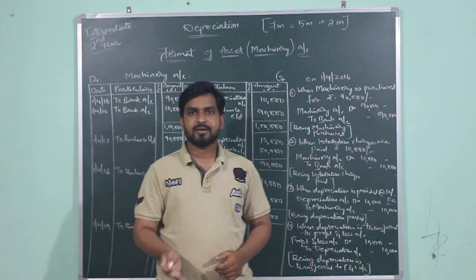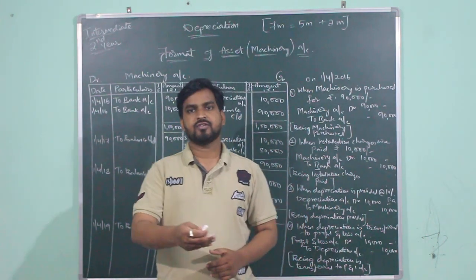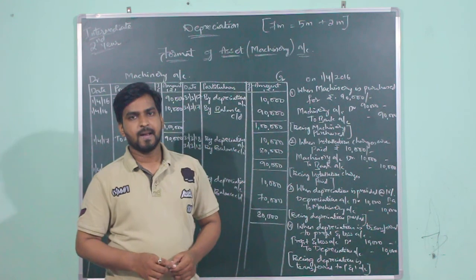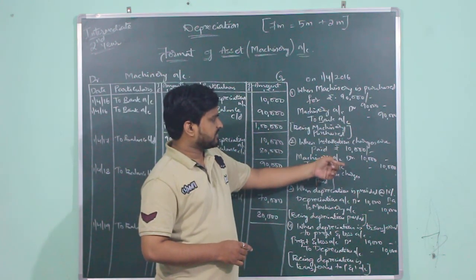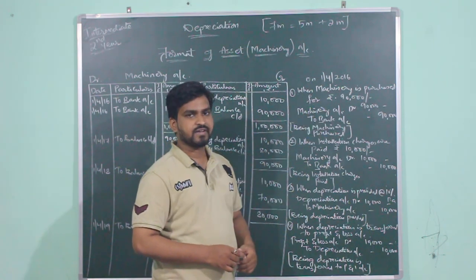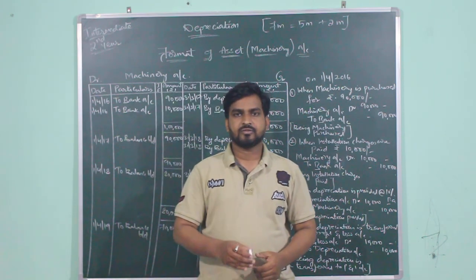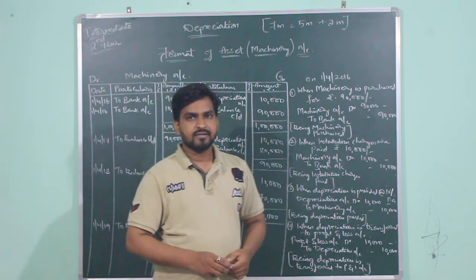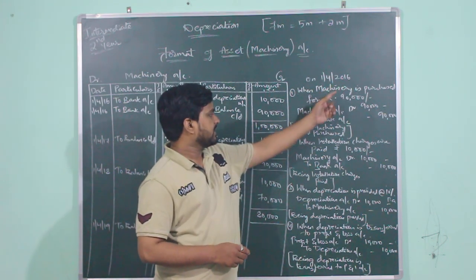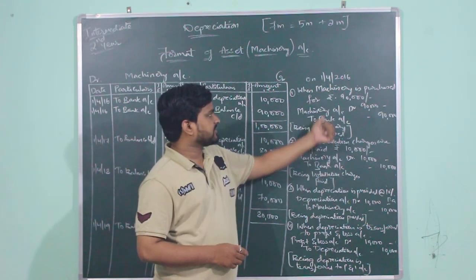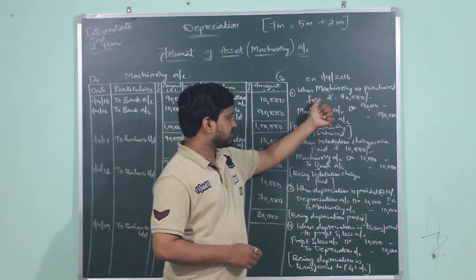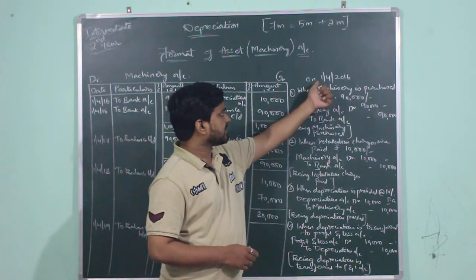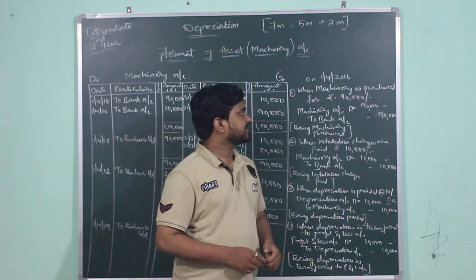These two transactions, purchasing the machine and paying installation charges on it, will be recorded at the time of purchase of the asset. In this problem, the machinery was purchased on 1st April 2016. Let us assume that installation charges are also paid on the same date. So these two transactions are related to the date 1st April 2016.